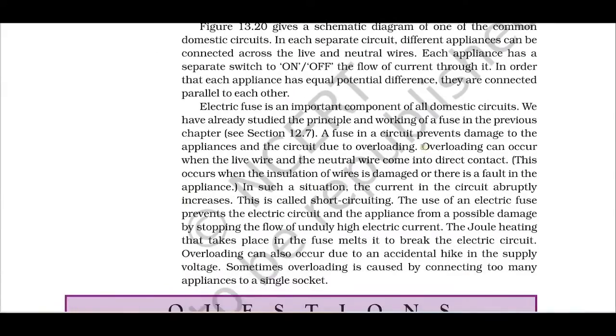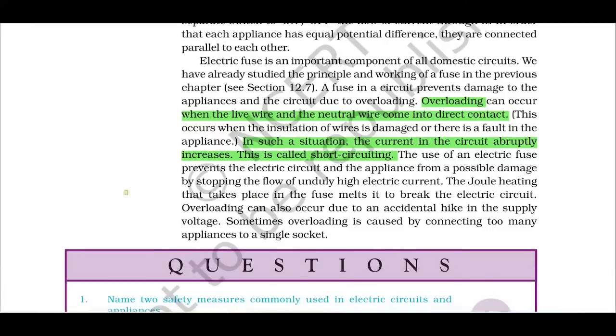Then you have the concept of overloading. Short circuit occurs when the live wire and neutral wire come in direct contact. In this situation, the current in the circuit abruptly increases. This is called what? Short circuit. How can you prevent short circuit? How can you prevent overloading? These are the questions you can expect in the examination.